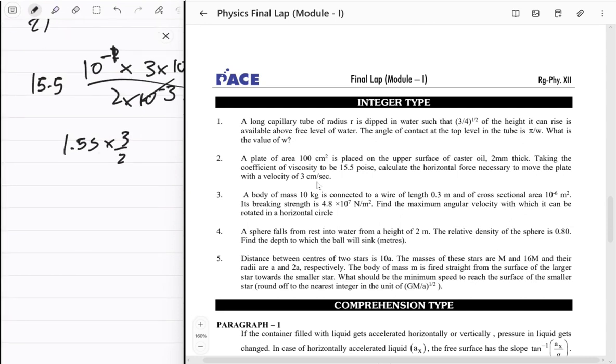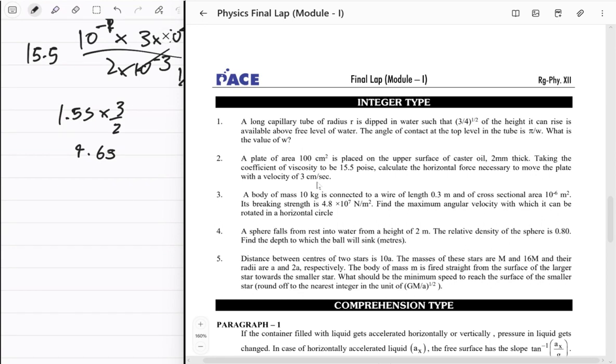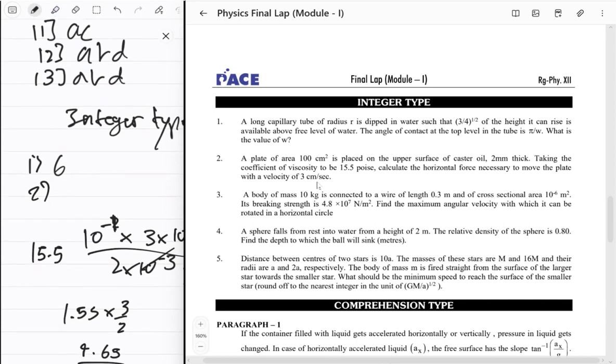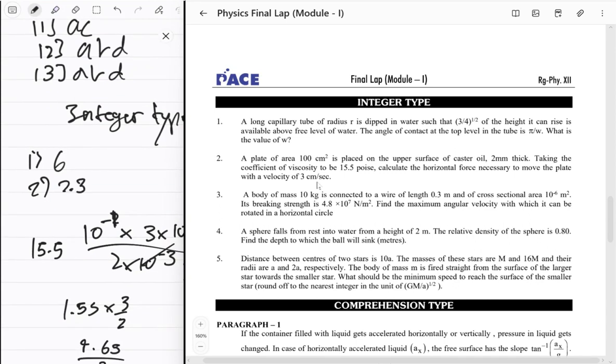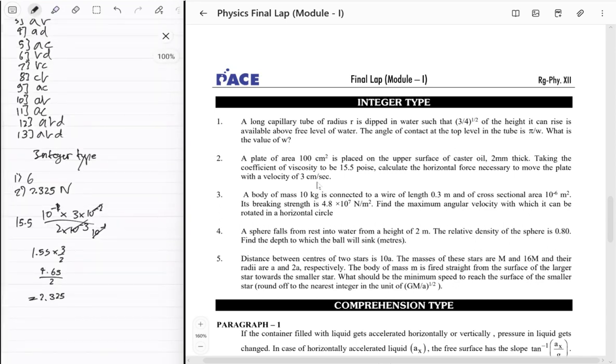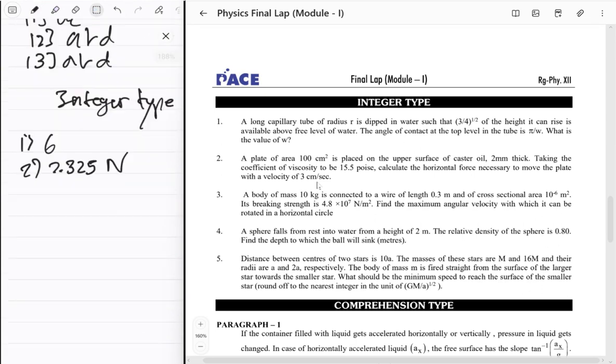So basically, yeah. Oh god. How much will it come to? 5, 1 carried on, 6, 1 carried on, got 4.65, I guess, upon 2, which is 2.325. This thing. Maybe, I don't know. Next question. I think poise is some such unit. I have no idea. Next.